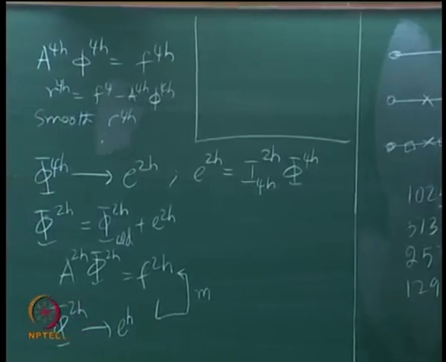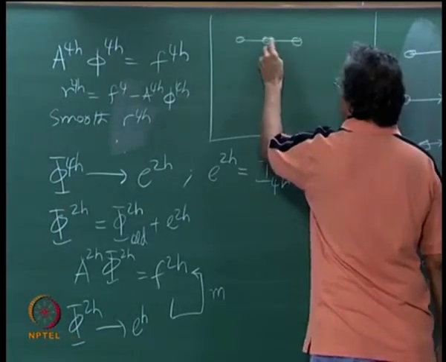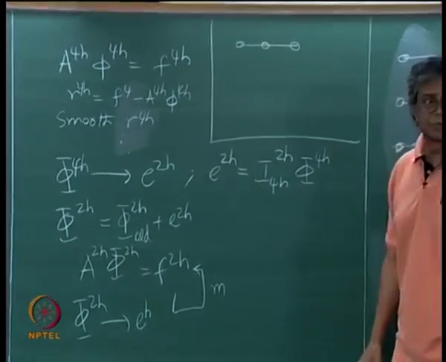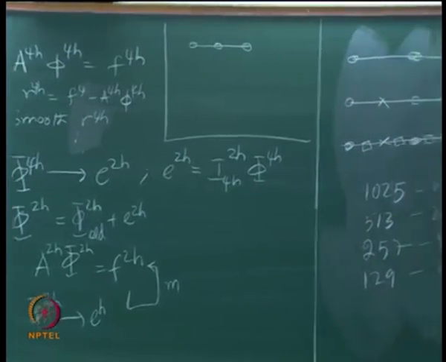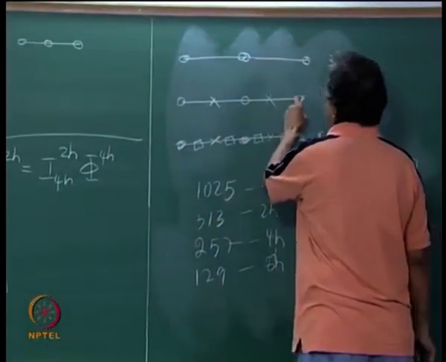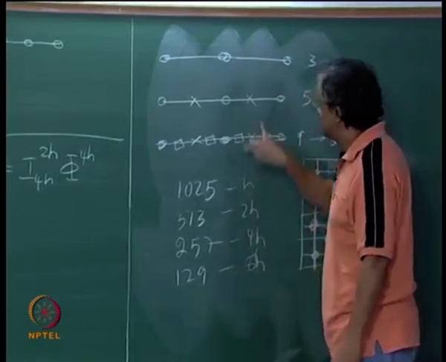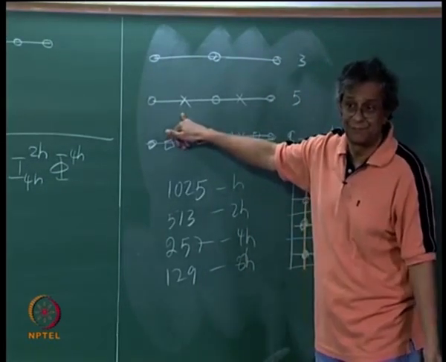So what are the ways by which we can do it? Right. One thing is just pure simple injection, as they call it. What you do is you just throw away the points that you do not want, right. So if you have 5 grid points and you want to go to 3 grid points, you just throw this away, that is one way to do it, right.